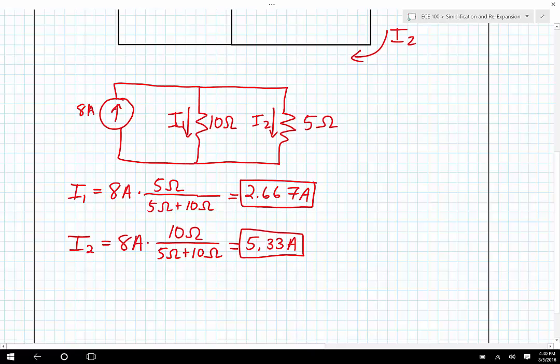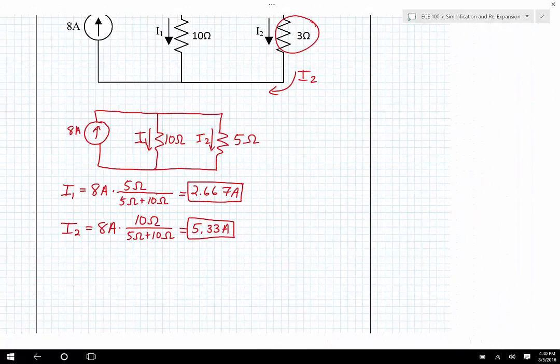There are always two reality checks that I like to do when we've done current division. I want to make sure that they add up to the original total current. In this case, yes, they do. And I want to make sure that the larger resistor has the smaller current. And in this case, yes, it does. So I'm feeling very confident that these are the correct answers.